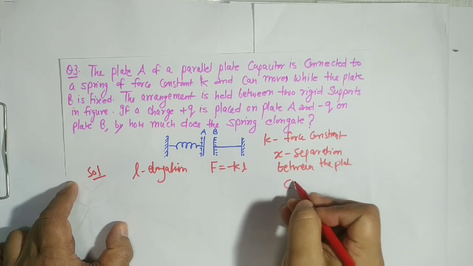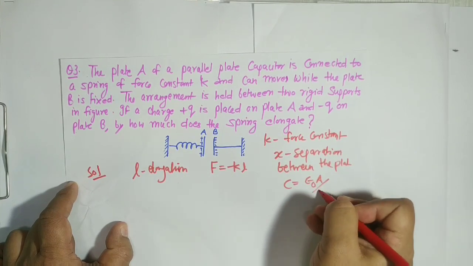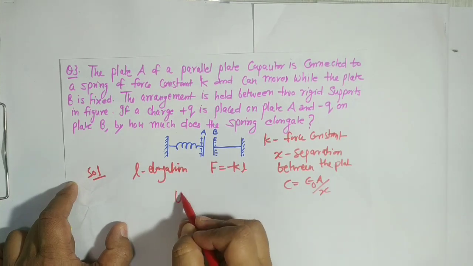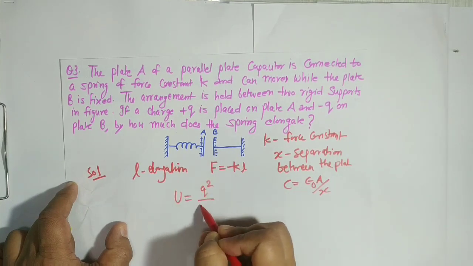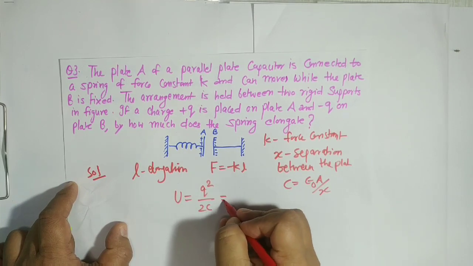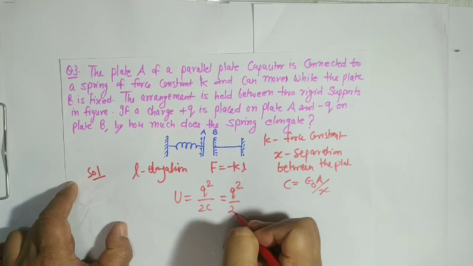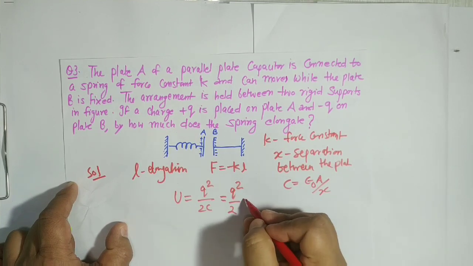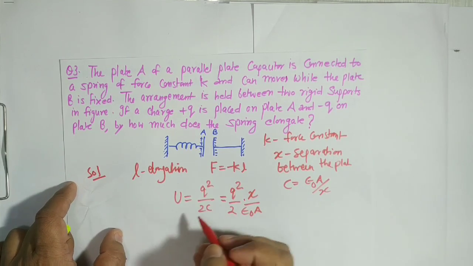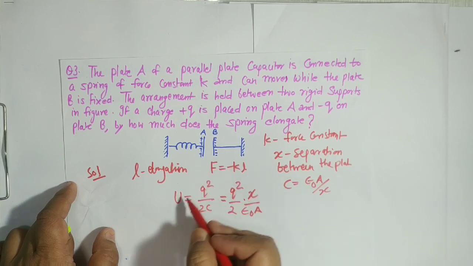Do you know? C will be what? Epsilon naught A by X. So certainly this is C. Now what is energy? Energy is Q square by 2C. Can I write this as energy Q square by 2, and in place of C, I can write the reciprocal, that is X upon epsilon naught A.